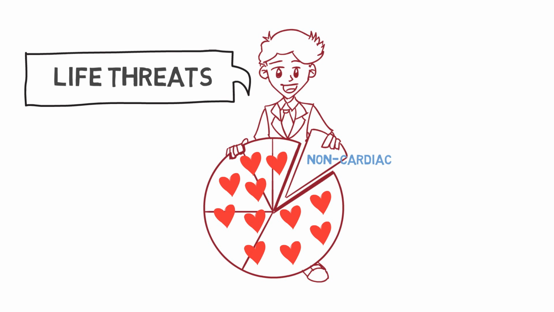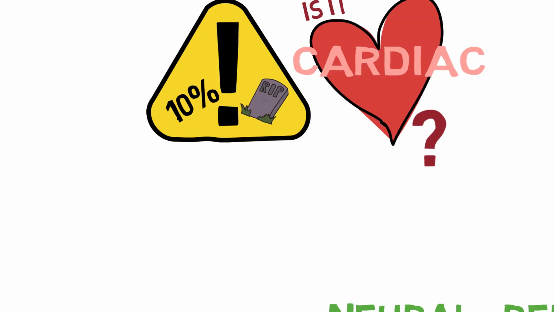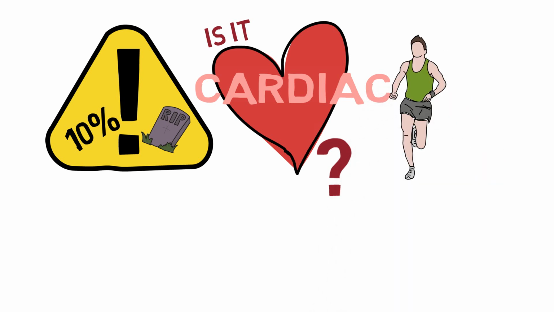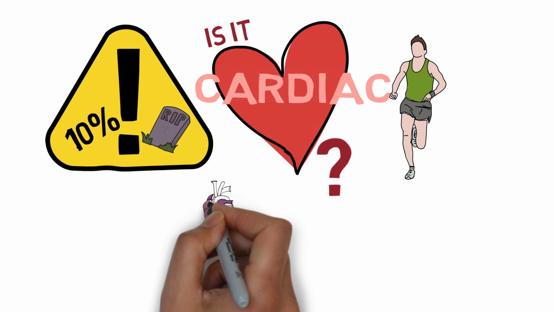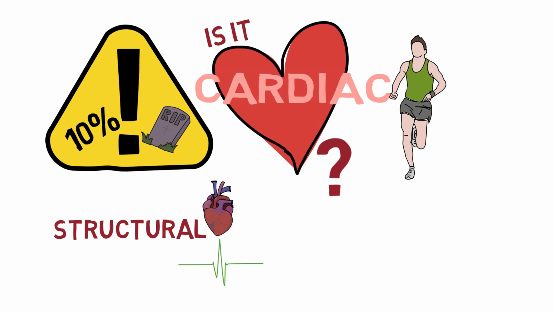Other things should be at the back of our minds, and we should be looking for associated symptoms that might point us in another direction. But the big differentiation that we usually have to make in the ED is cardiac versus benign. Cardiac syncope is often associated with exertion, and we can divide cardiac syncope further into syncope caused by a structural problem versus syncope caused by dysrhythmia.